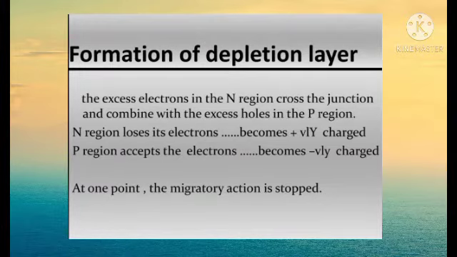Formation of depletion region or layer. The excess electrons in the N region cross the junction and combine with the excess holes in the P region. N region loses its electrons and becomes positively charged. P region accepts the electrons and becomes negatively charged. At one point, the migratory action is stopped.